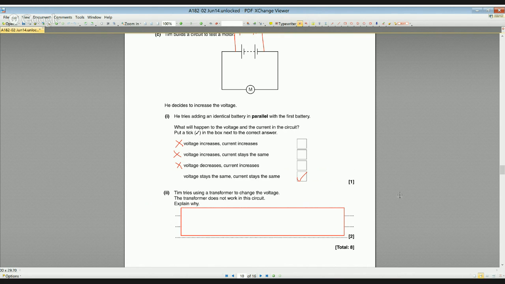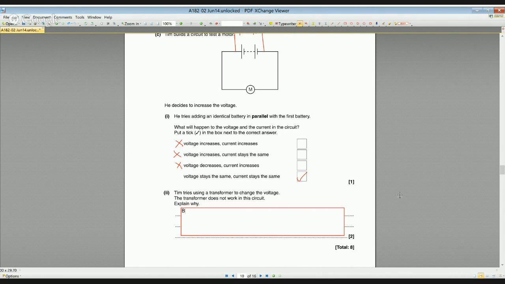Now, transformers only work using alternating current. If you want to understand how transformers work, I have made a video explaining how transformers work, so it's worth checking that out. And I explain in that video why it is that it has to be alternating current.